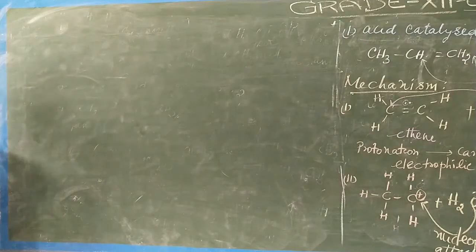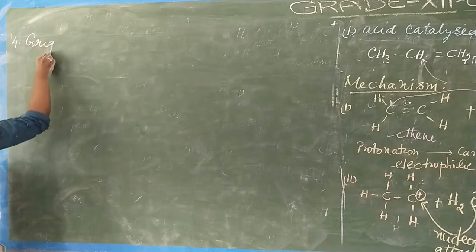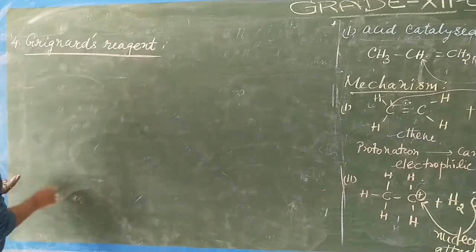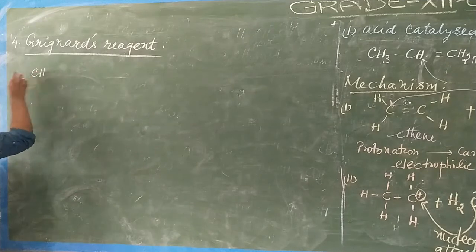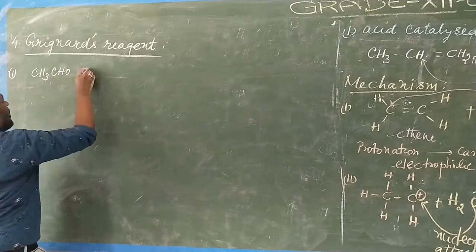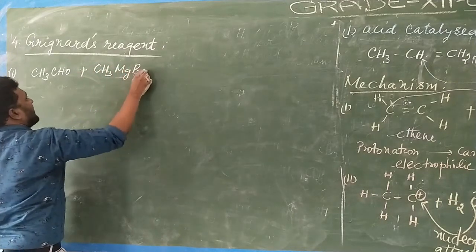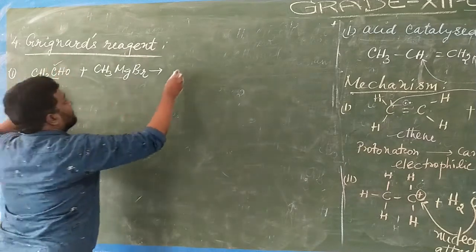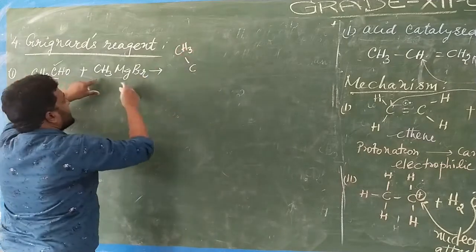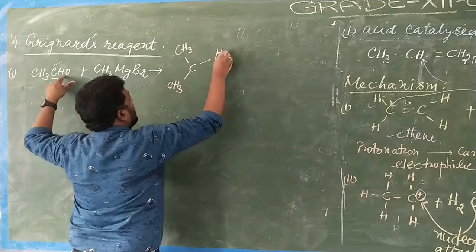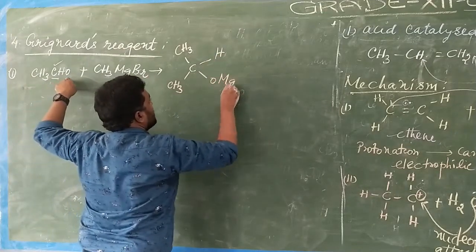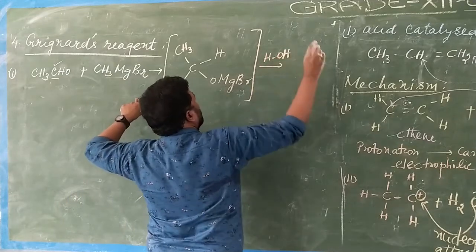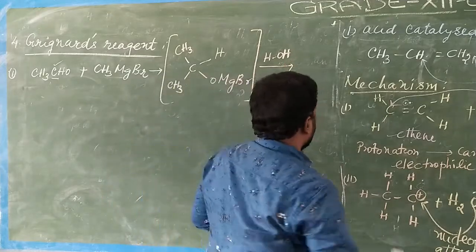Okay. So from Grignard's reagent. Now, let me take the first one: CH3CHO, acetaldehyde, on treatment with CH3MgBr, methyl magnesium bromide, which is Grignard's reagent. It gives rise to the formation of the center C, then CH3, this H alone, and this OMgBr, you can add it here. Okay, so this is further hydrolyzed with the water molecule.